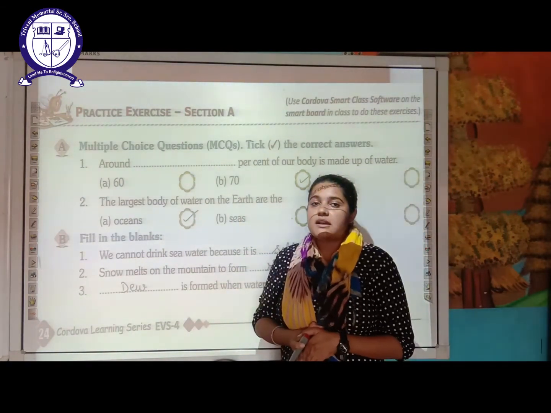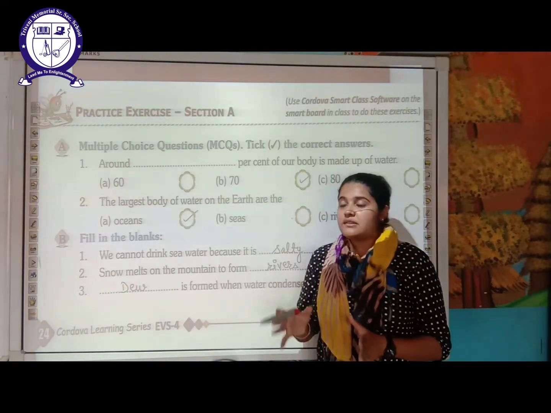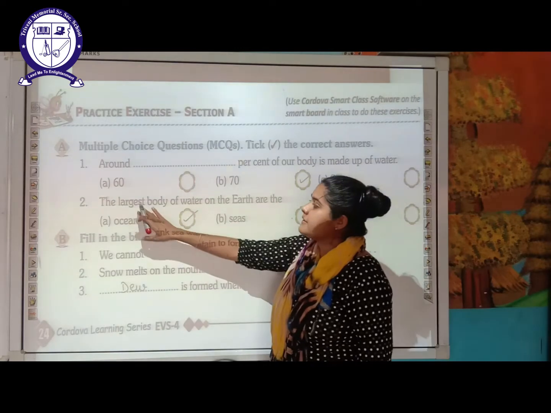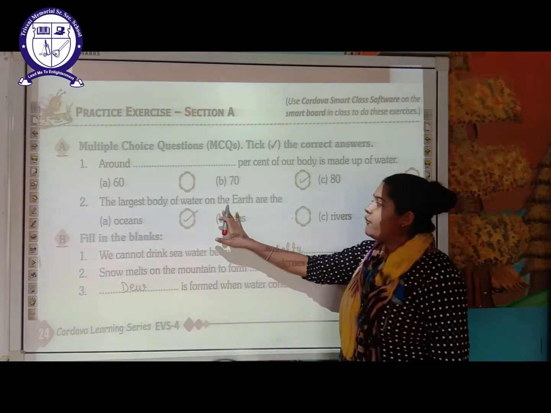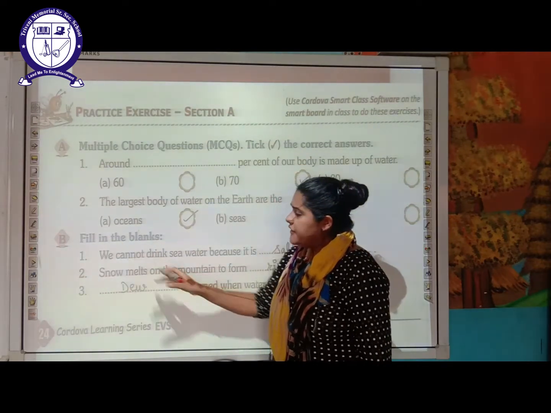So as we have discussed in the video, the ocean covers 2/3 of the surface of the earth. That is why it is considered the largest body of water. So the right answer is ocean. Next, the fill in the blanks.